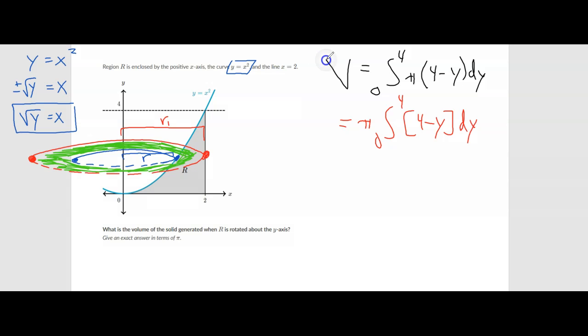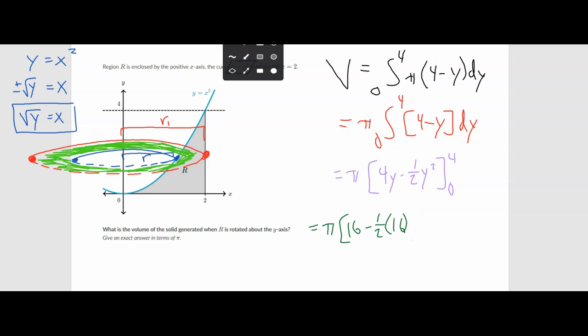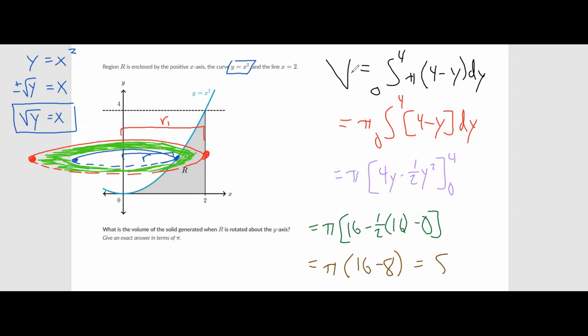If I take the antiderivative, I'm going to get 4y minus 1/2 y squared, evaluating from 0 to 4. It's going to give me 16 minus 1/2 times 16. And if I substitute in 0 there, I'm just going to get zeros. You can write that if you want, it doesn't matter. So that gives me pi times 16 minus 8, which gives me 8 pi. So the volume of the green solid would be 8 pi.